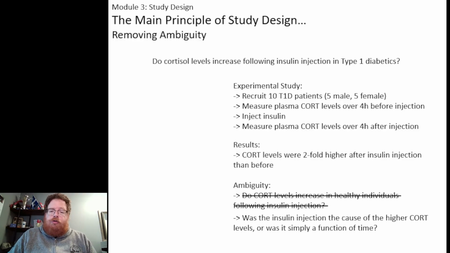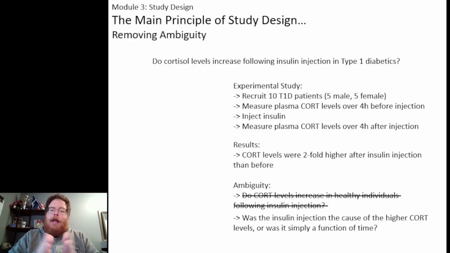But what you would do is you'd have your one group where you're giving them an insulin injection, and you measure cortisol 4 hours before and 4 hours after and see if it changes. But then you have to have a second group where you measure cortisol for that same 4-hour period before and that same 4-hour after, but there's no injection given.